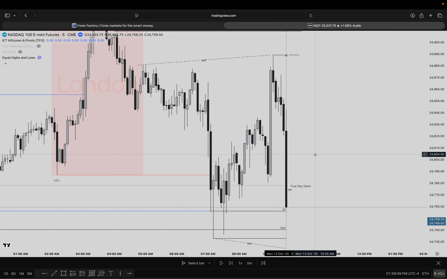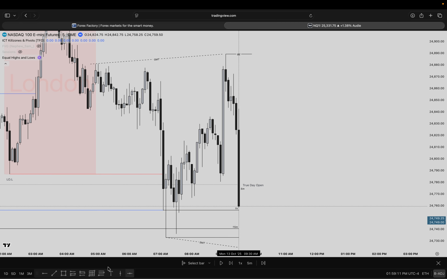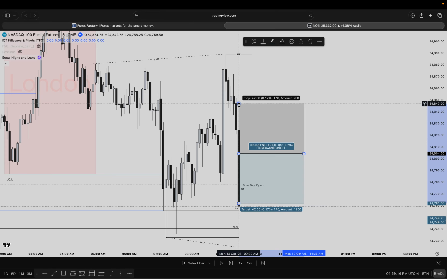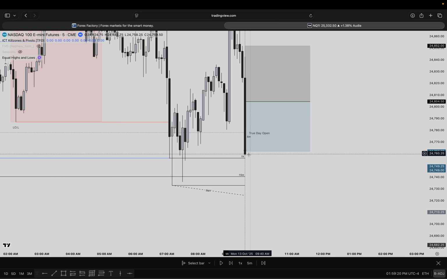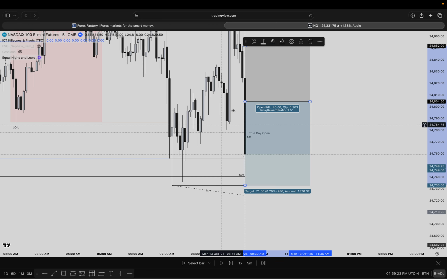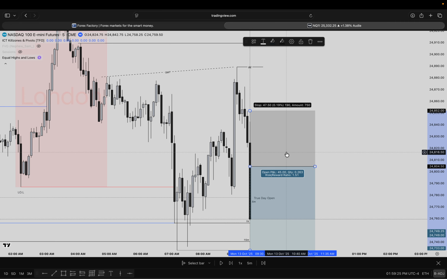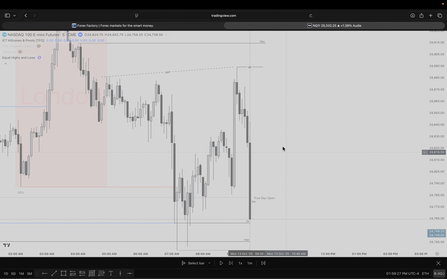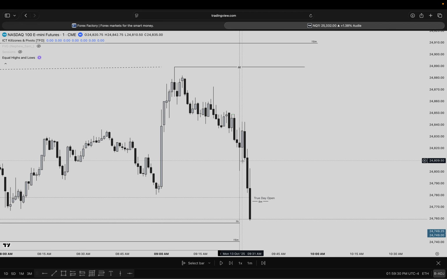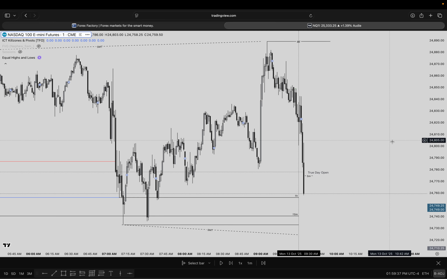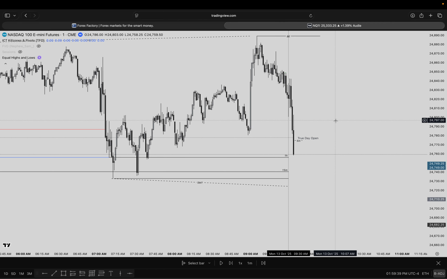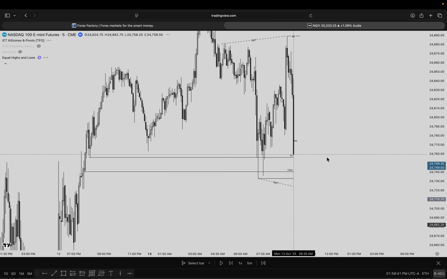Wow, okay, we don't even get a chance to enter, but if we did inverse this, this would have been a very nice short. A great entry would be around here. Stop anywhere up here, honestly, just pretty discretionary. Break even at this low, targeting all of this low resistance that we have. Damn, that looked nice. It just sucks that we didn't get it, this market open. But let's see, what else do we have? Pretty much, the shorts are invalid. I wouldn't really look for anything too much.